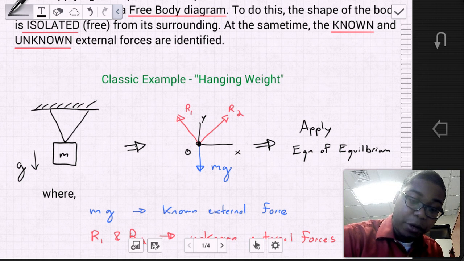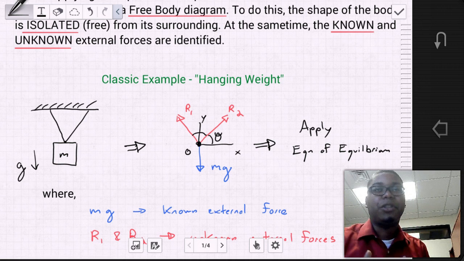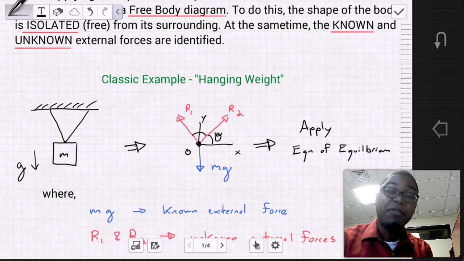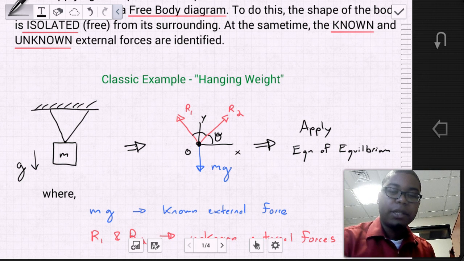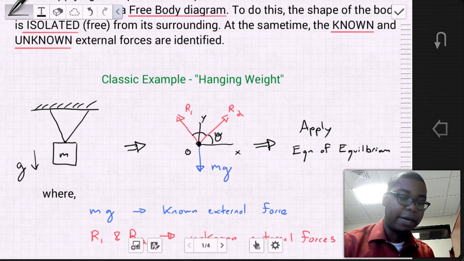So in this case, maybe we want to find the angle between R2 and the x-axis, or maybe we want to find the angle that is between R1 and R2, because this type of information will be useful when we actually start to apply our equations of equilibrium. So once we've filled in as much information as possible in our simple free body diagram, our beautiful free body diagram, then we can start applying the equations of equilibrium. And it'll become very easy and very clear what equations we need and how we can apply them when we have an excellent free body diagram.